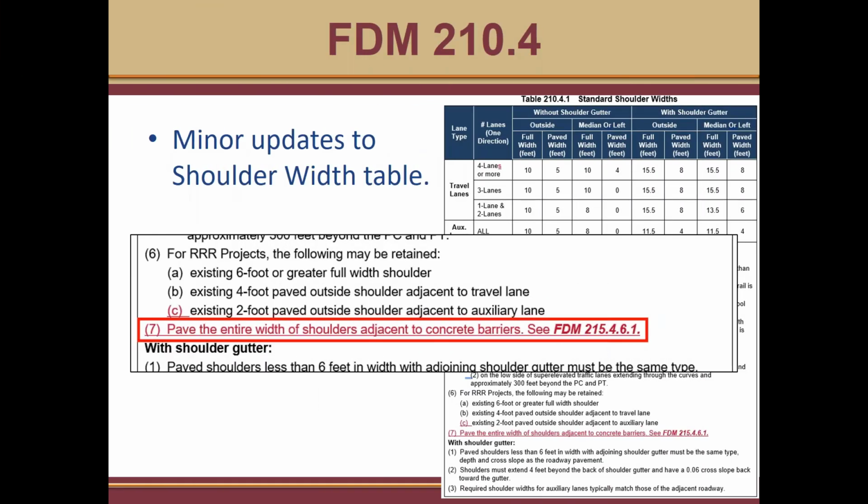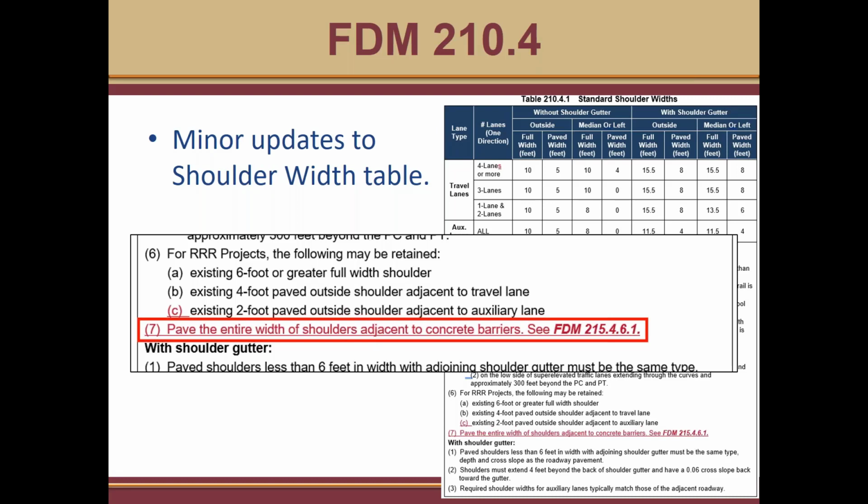The other change in the section on shoulders is the addition of a note in our standard shoulder widths table, which is table 210.4.1. Note 7 was added to avoid situations where we may have nearby concrete barriers that are located beyond the standard paved shoulder width, but not by much.